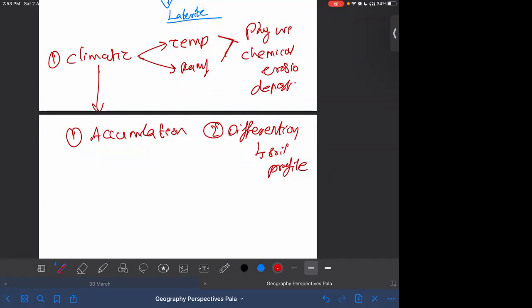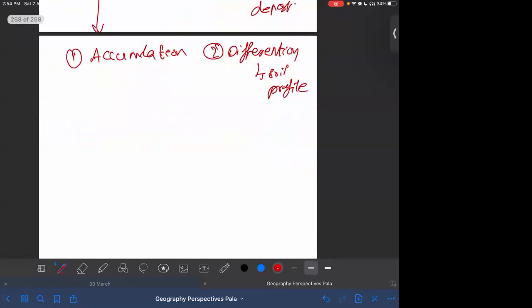Now, climatic factors would mean temperature, the hot areas or the cold areas, and precipitation, the humid areas and the dry areas. So based on those factors, you will have different types of soils being formed. So climate is the most important factor. Accumulation would be influenced by climate. Differentiation would be influenced by climate in two ways. Earlier we said that there is leaching, a downward movement, and there is also the upward movement, that is capillary action.